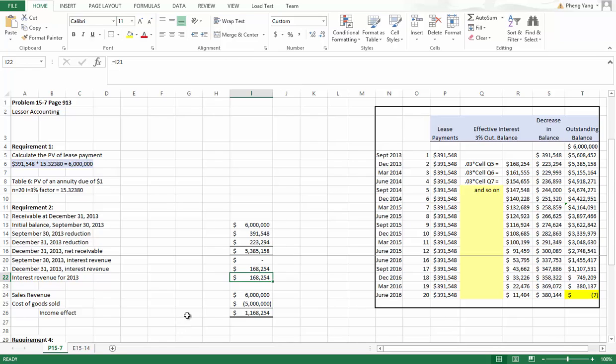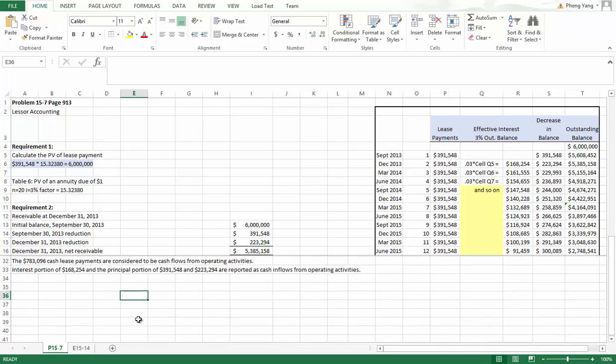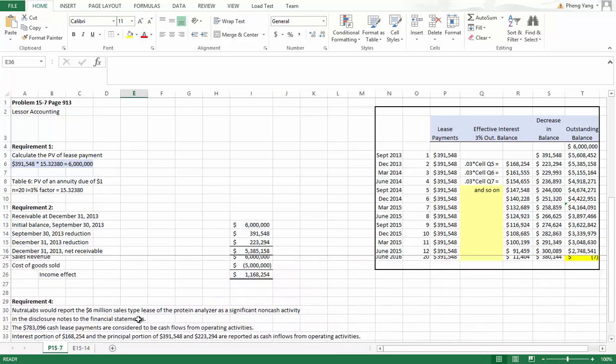And the principal portion of that $391,548 and the $223,294, they must be added back. They must be added because it's not otherwise included in net income. This too, though, occurs automatically as we make the usual adjustments for the change in receivables. So that's what that is for this problem.